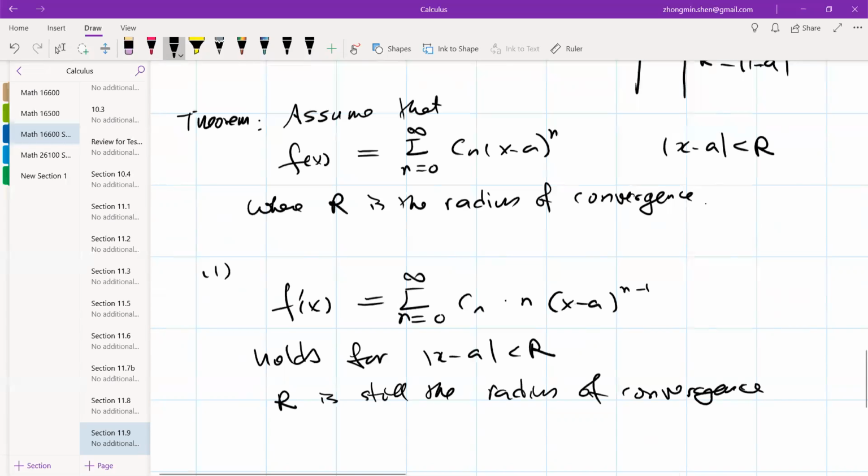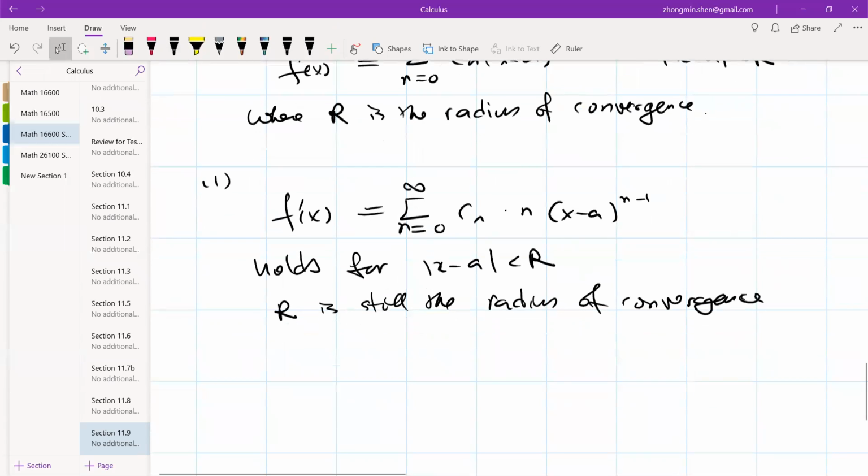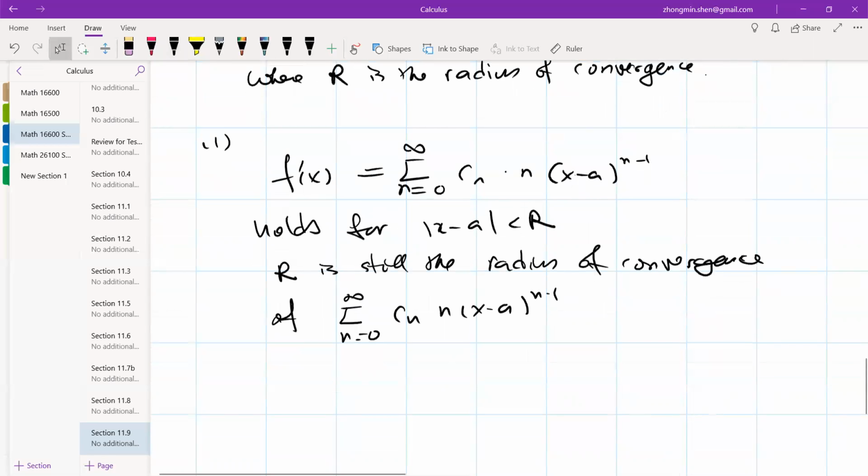The radius of convergence of this power series does not change if you put the n in front of each term. So that's good. First of all, the function is differentiable. Second, if you differentiate each term in the power series, you get a new power series. But for the new power series, the radius of convergence is still the same. And then they match.